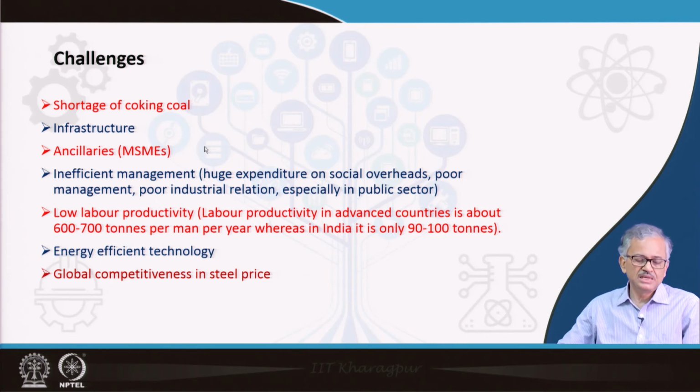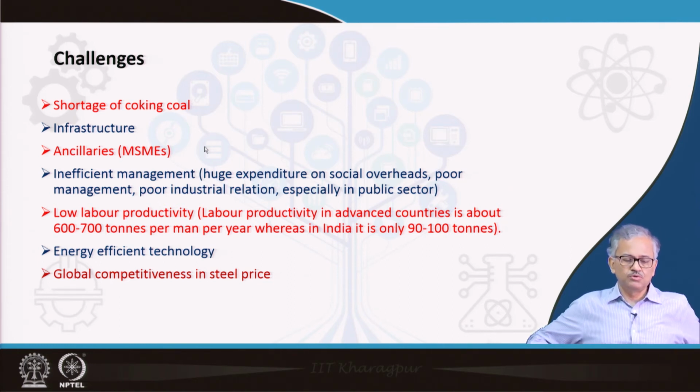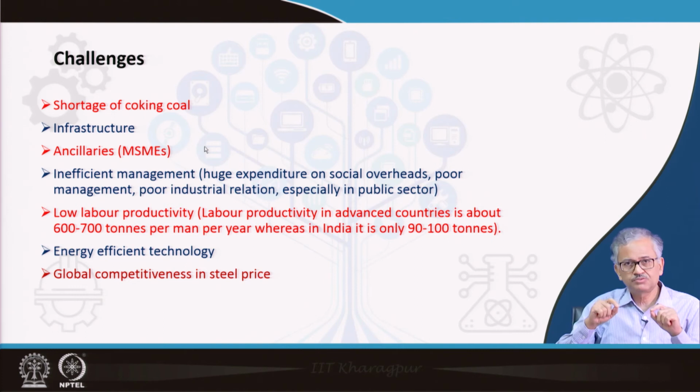Another bottleneck is inefficient management. We have a huge expenditure on social overhead and very poor management, poor industrial relationships, especially in the public sector. So, this management has to become efficient. Although people have captured this point and are trying to develop on it and have improved significantly, still we have a long road to go.